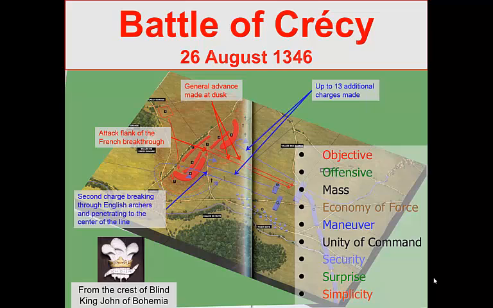So how does this turn out? Yes, the English had an objective, basically in this case, simple survival. They did not take the offensive. They did mass everything in one place. They did have economy of force, as there was nothing else anywhere else. They did not maneuver. There was an ultimate commander. They did keep it a secret. It was a total surprise.